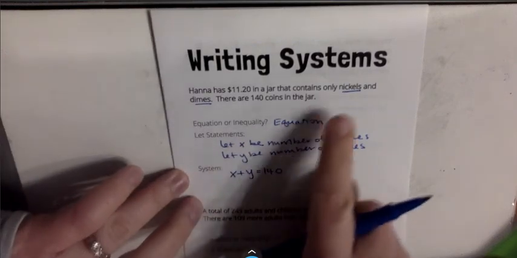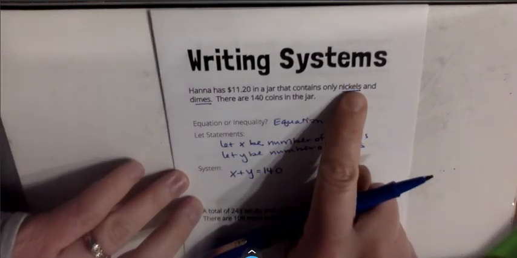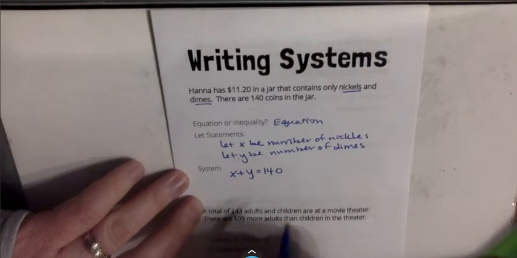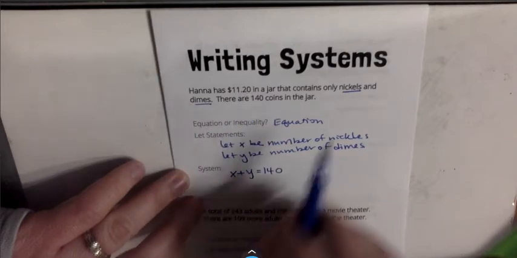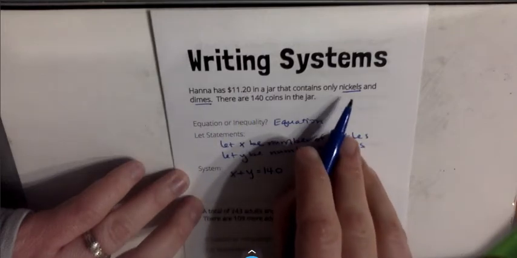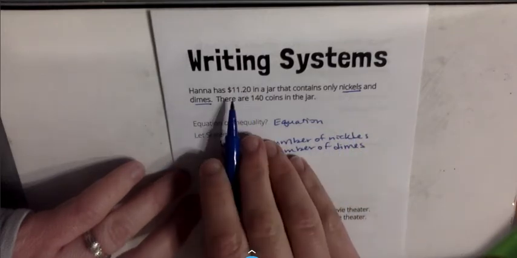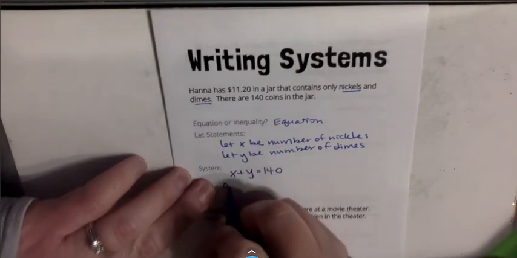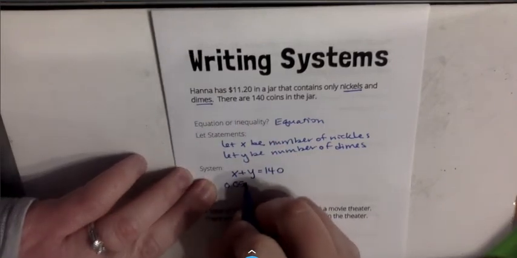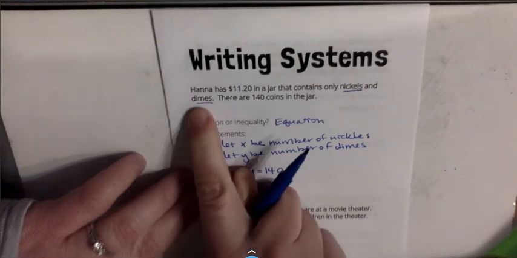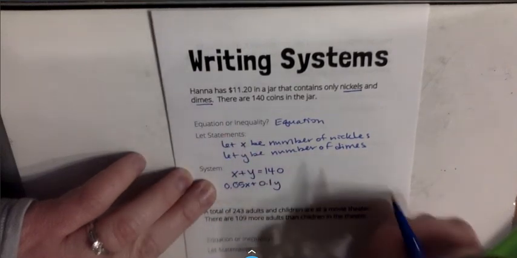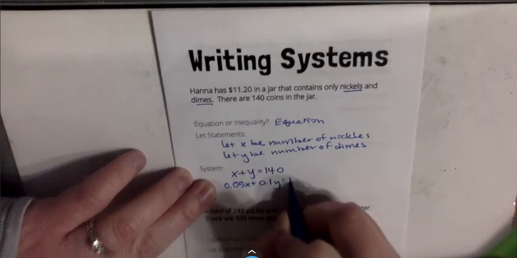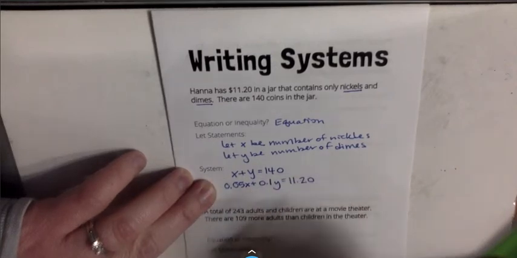Now it's important that I pay attention to what the value of a nickel is. The value of a nickel is not 5 cents. I mean, it is, but I'm not writing this in terms of cents. I'm writing this in terms of dollars. So my value of a nickel is $0.05, essentially. And dimes are 0.1 times the number of dimes to get my total amount of money in dollars.